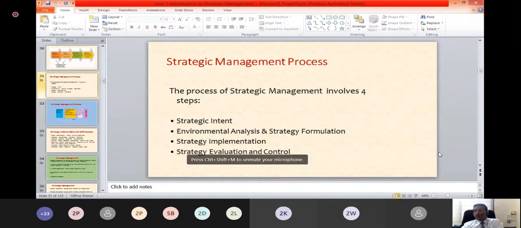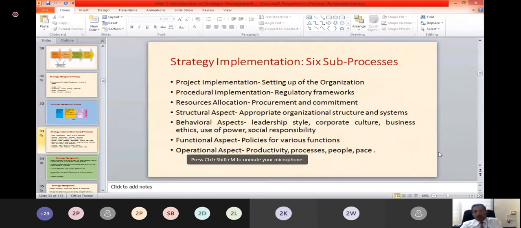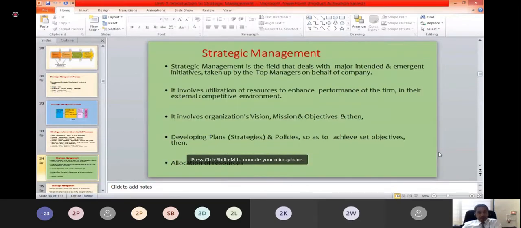At the same time, we discussed that this is a continuous process of adapting to the changes in the environment, and therefore continuously appraising the environment and then making the changes in all its facets of the strategic management that we discussed. Different six sub processes of the strategic implementation process, that also we have seen.